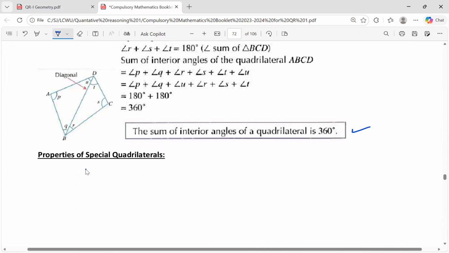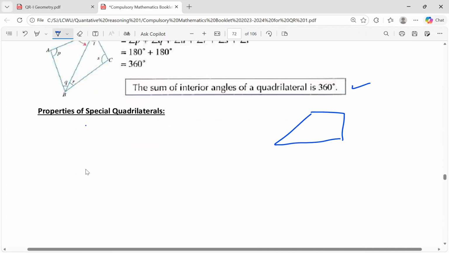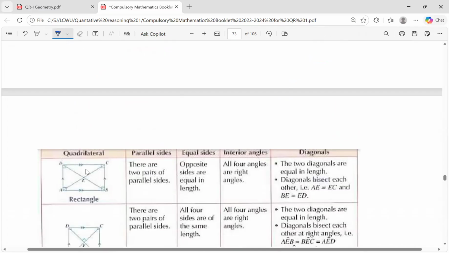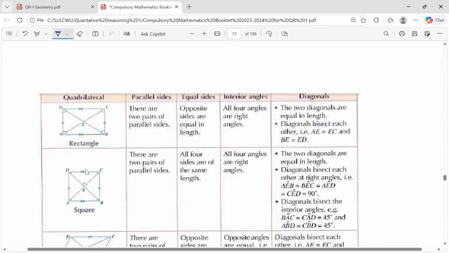Just like the sum of the interior angles of a triangle was 180, the sum of the interior angles of any quadrilateral is 360 degrees. So we'll use this formula while finding missing angles. There are some types of quadrilaterals.